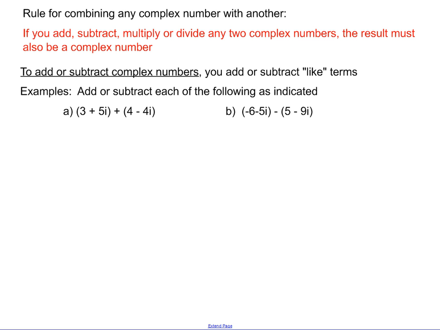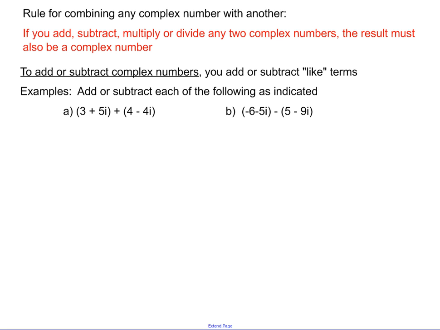Okay, so now let's get into some operations in dealing with complex numbers. And complex numbers have one really basic rule. Just like when we add any two real numbers, we get a real number as a result, if we add any two complex numbers together, we should also get a complex number as a result. And right up here is the basic rule, and this applies to all the operations.